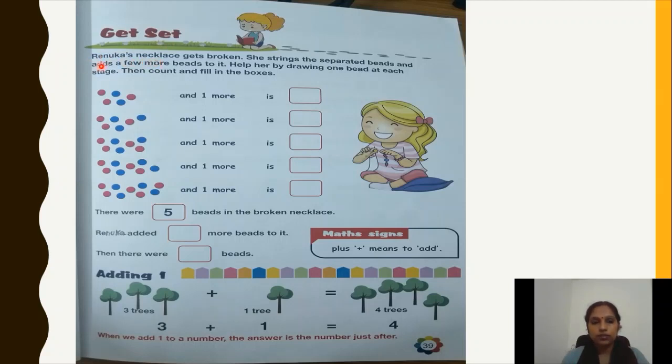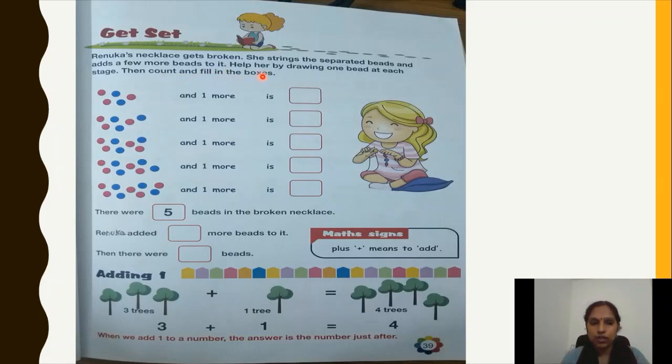Renuka's necklace gets broken. She strings the separated beads and adds a few more beads to it. Help her by drawing one bead at each stage. Then count and fill in the boxes.